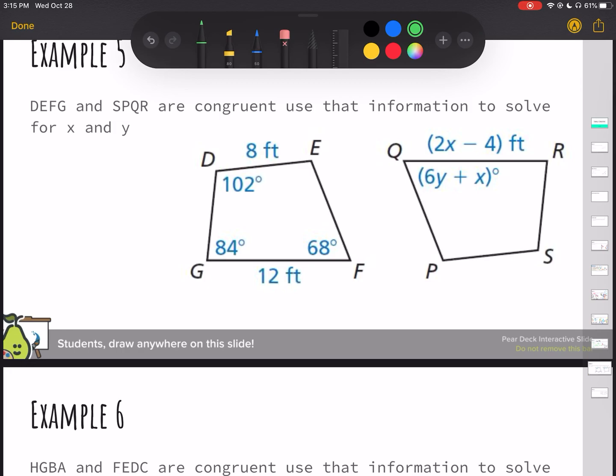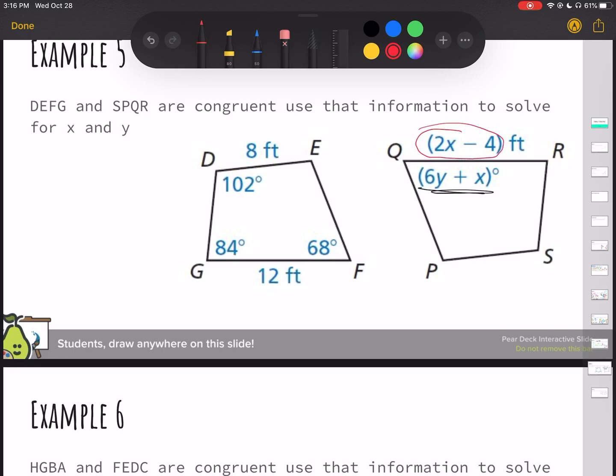So now I'm introducing a little bit of algebra. I know we don't necessarily love algebra, but that's part of the deal. All I really have to do is identify what the corresponding parts are. If I need to solve for X and for Y, I can't solve for Y first because I need X to solve for Y there. So I need to solve for X first.